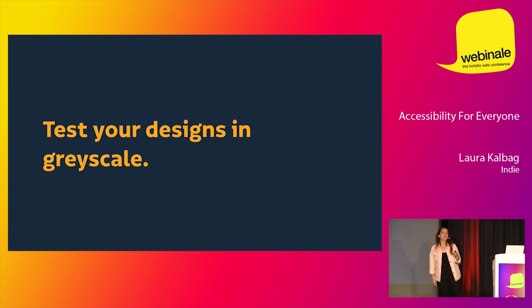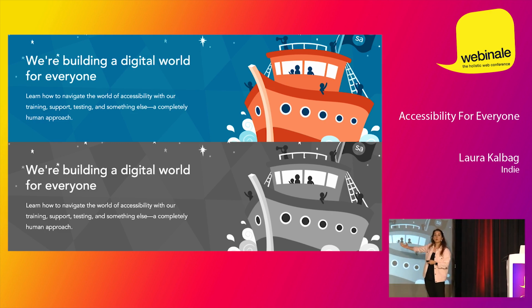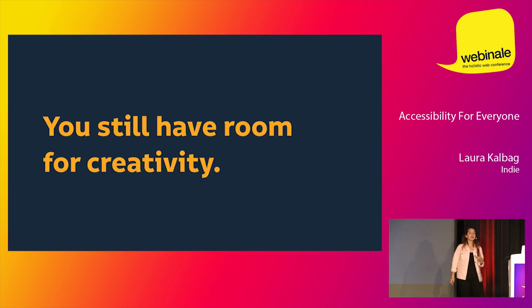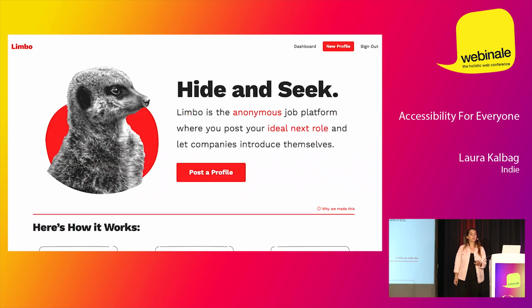One of the great ways we can do this is by testing our designs in grayscale. And this is something I learned from Jerry Cody. Then you can see the weaknesses if you rely on color. This is from the Simply Accessible homepage. And you look equally beautiful in grayscale and in color. You still have room to be creative when you're building things accessibly.